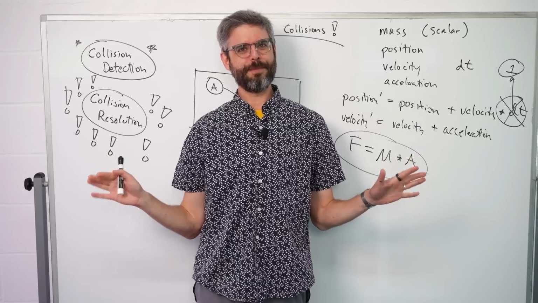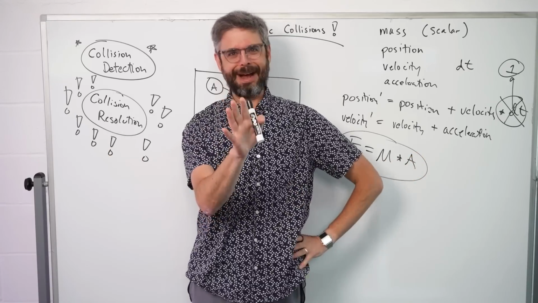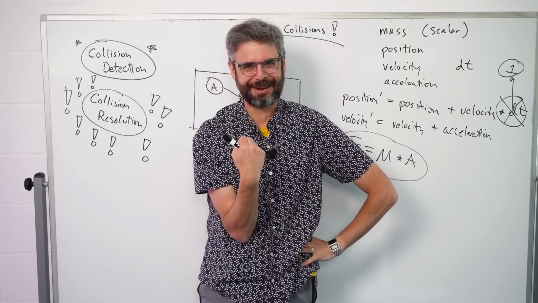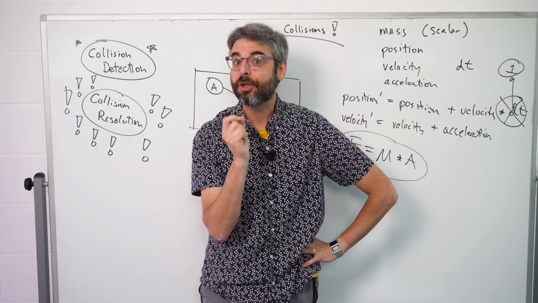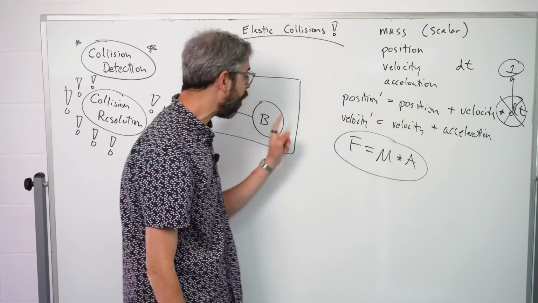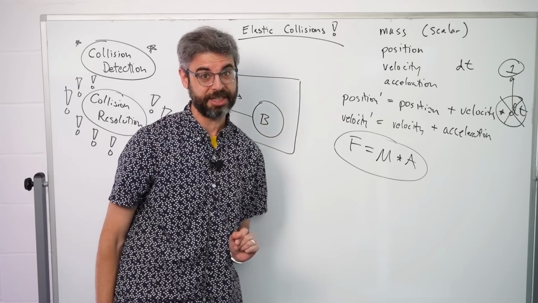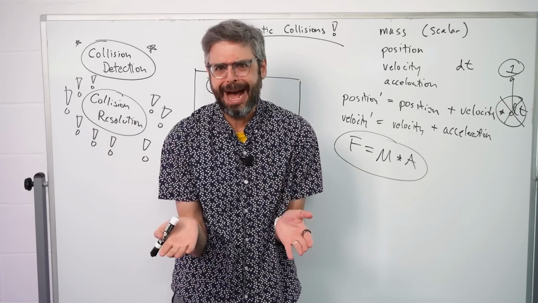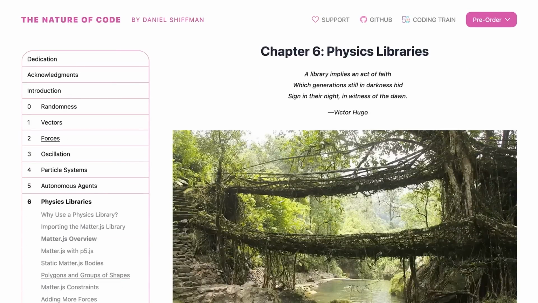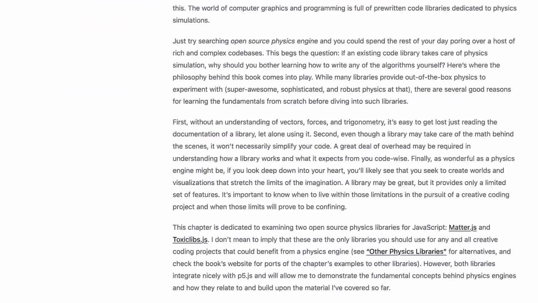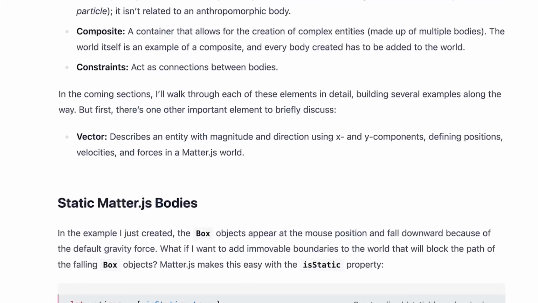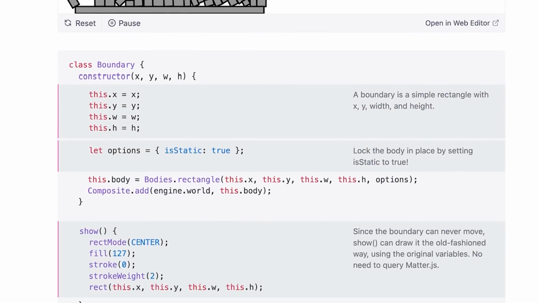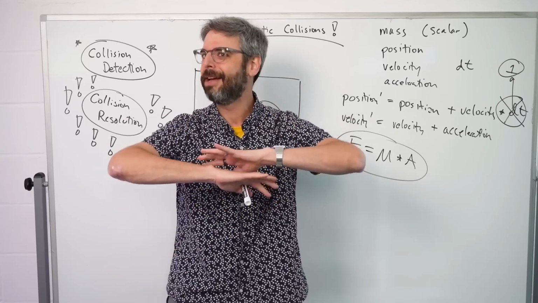So this is a very important moment in your life where you're going to have to make a decision. Do you want to stick with me and continue watching this video where I am going to look at the math for solving for these new velocities? You could just stop right now. If you read chapter 6, I look at a wonderful library called matter.js, which does all of the collision math for you, resolving, detecting, everything.